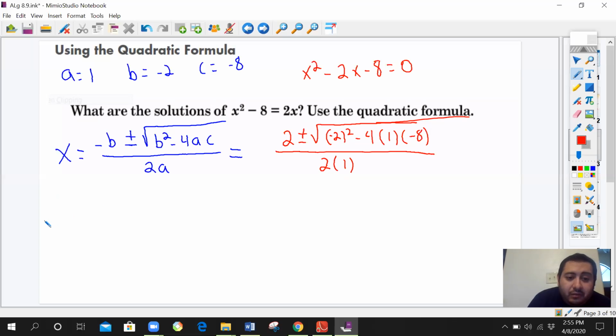So let's continue here. You have a 2 here, you have a 2 here, plus or minus the square root. Let's see what we get inside. Negative 2 squared, you get a 4.